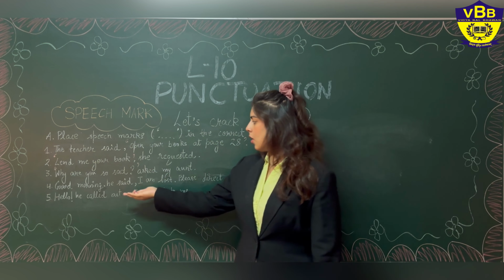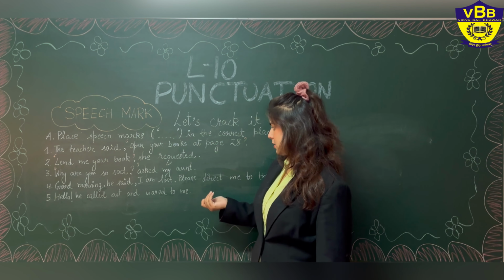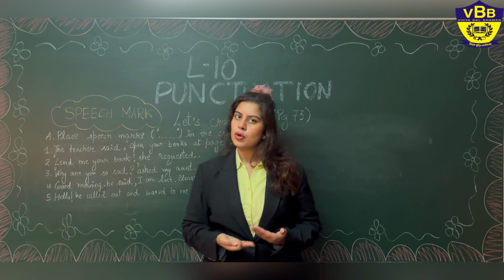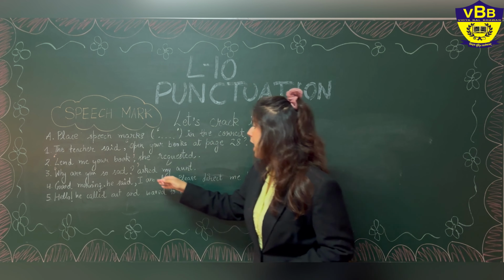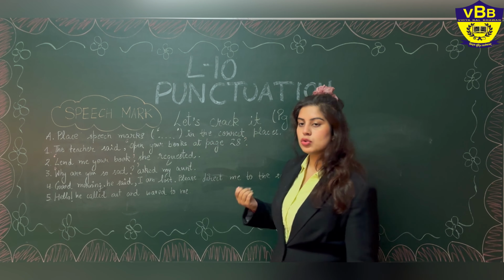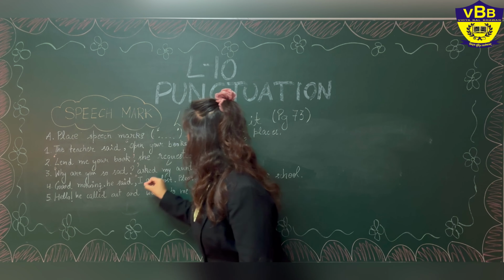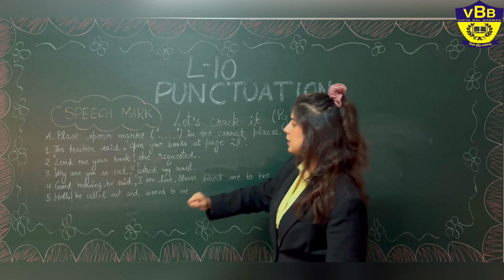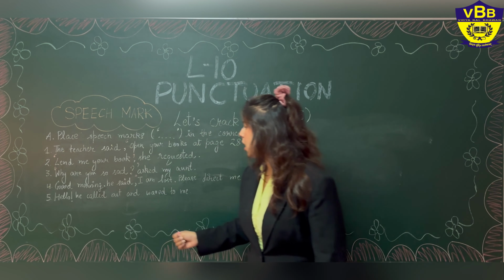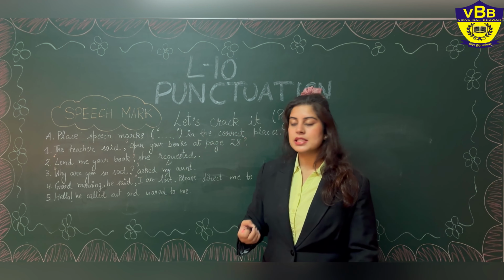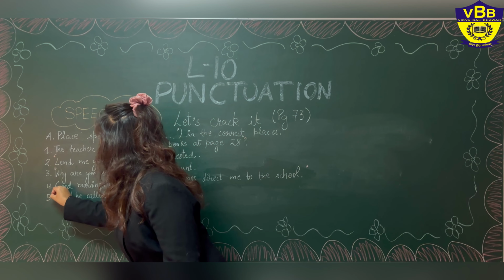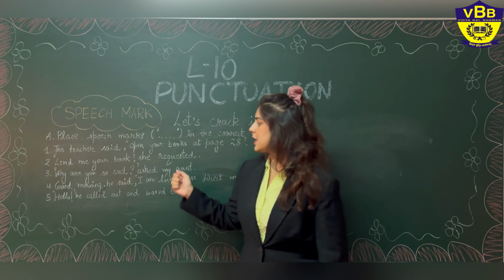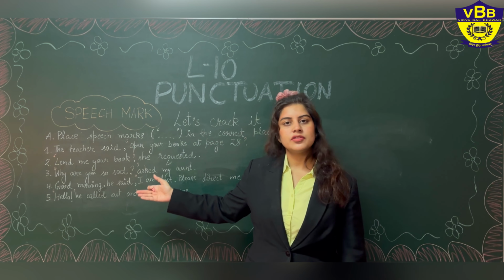Fourth one, good morning, he said, I am lost. Please direct me to the school. So in this, he is saying good morning, he said, then I am lost, please direct me to the school. So you have to put a speech mark before I am and after school, because this is the quote which he said. Fifth one, hello, he called out and waved to me. So in this he just said hello. So you have to put a speech mark before H and after the exclamation mark. So these are the 5 exercises which we have done today.